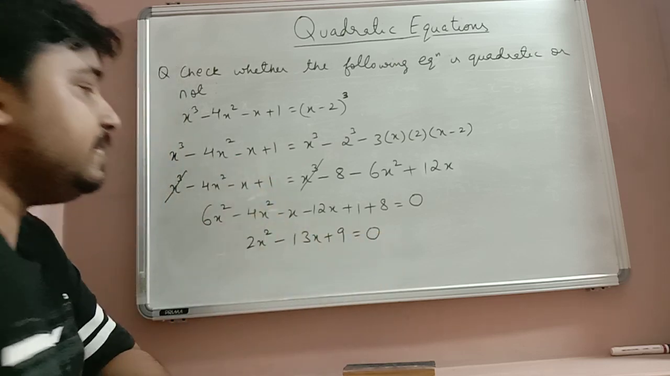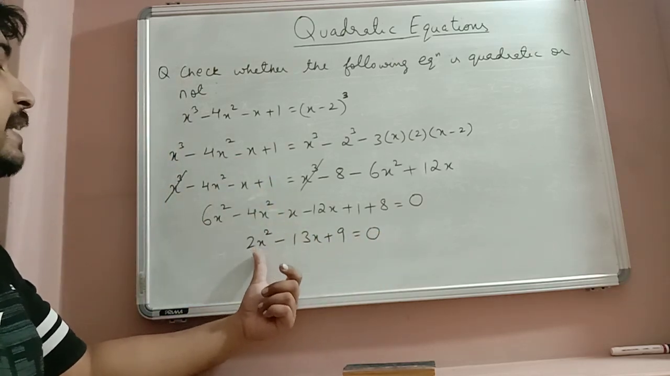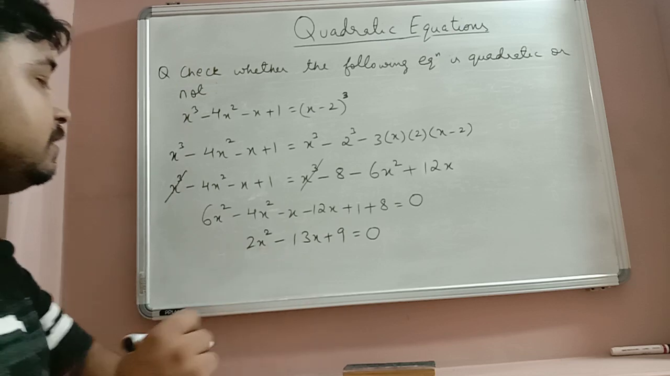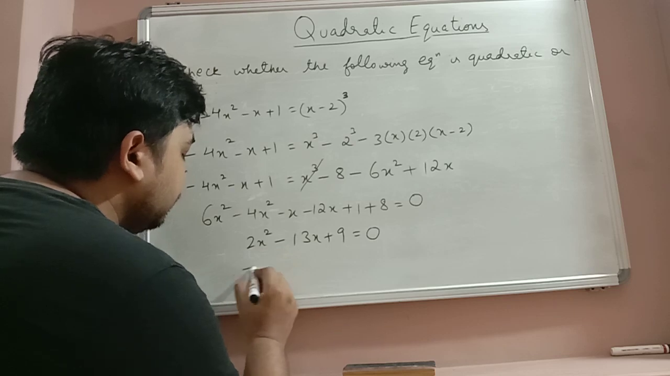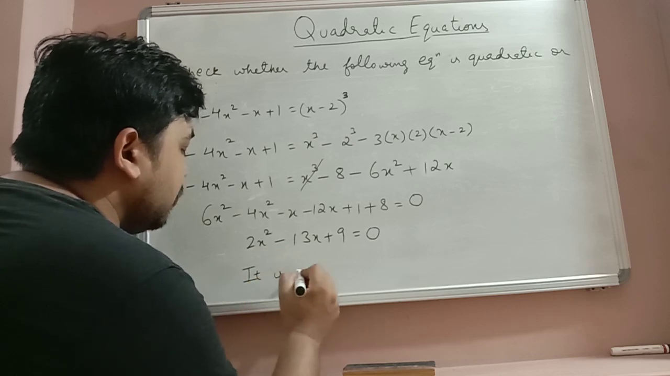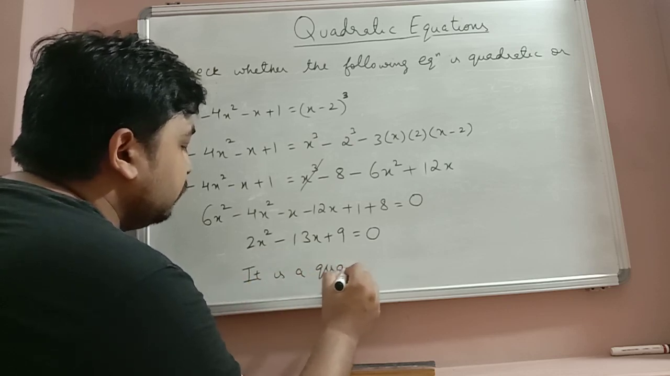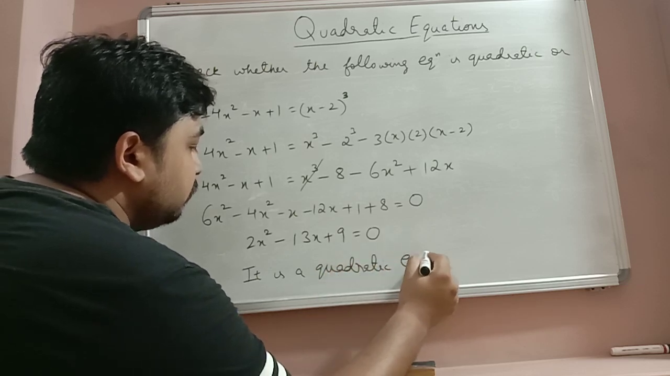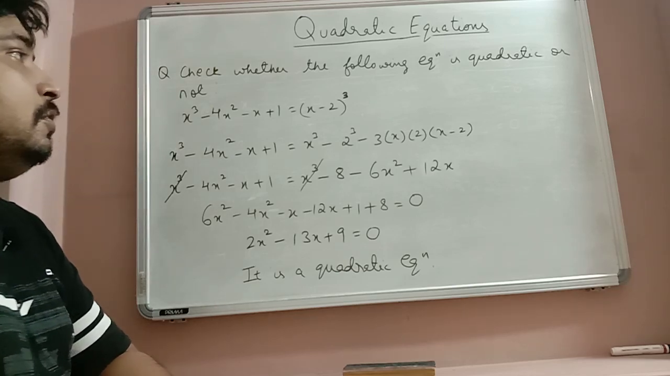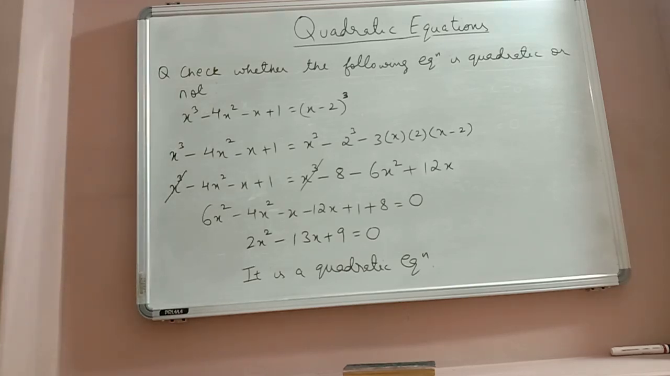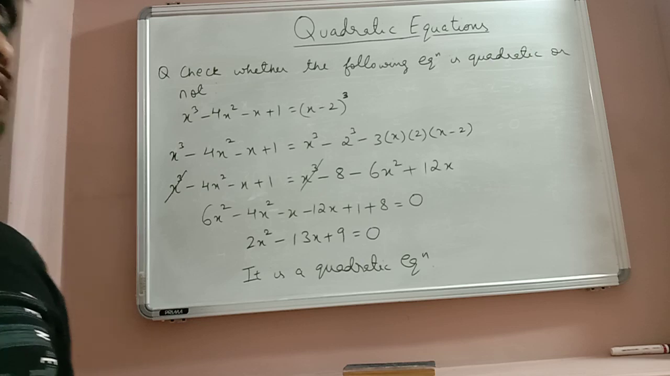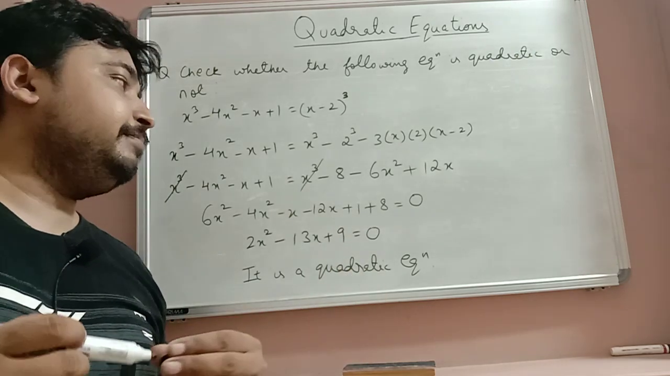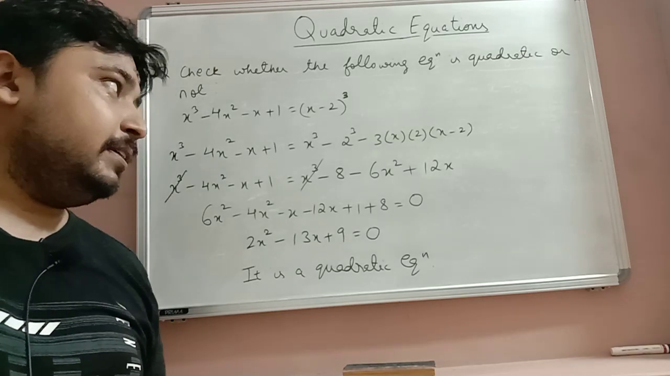Now this is definitely a quadratic equation because a is not equal to 0, the coefficient of x square is non-zero, hence it is a quadratic equation. So I will write down it is a quadratic equation. So we saw here that we need to always simplify the given equation and then conclude whether the given equation is quadratic or not. I hope this is clear to everyone.